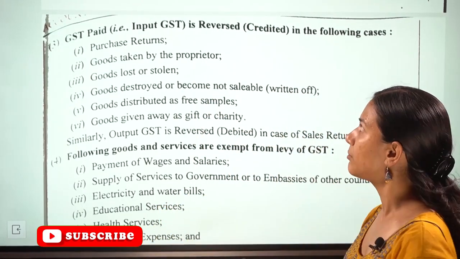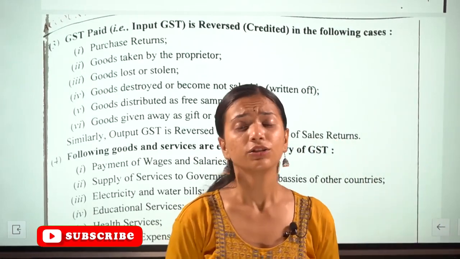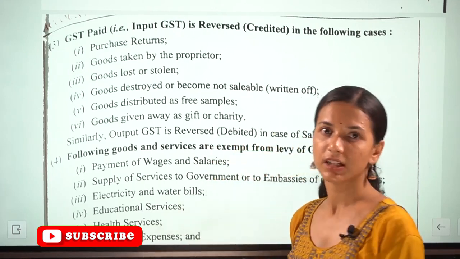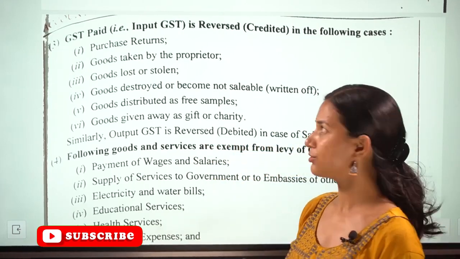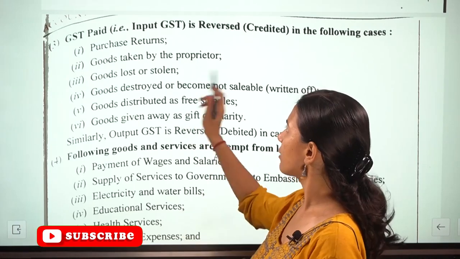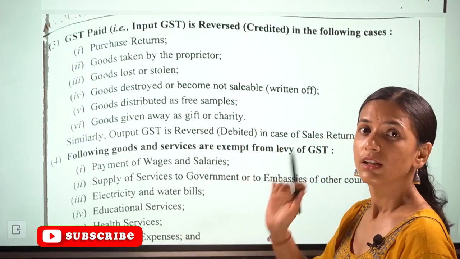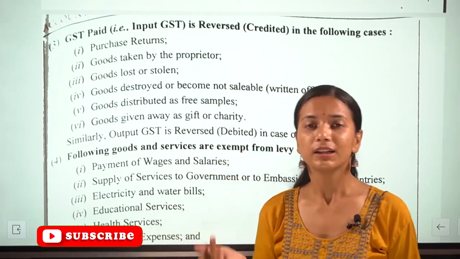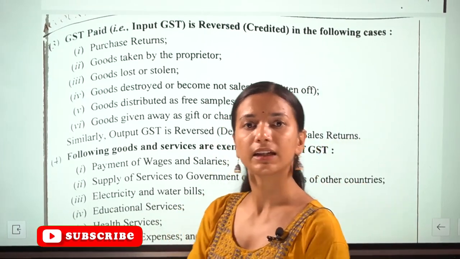Next is goods taken by the proprietor. If the owner is taking the goods from the business, at that time the GST will get back to the business. Next we have goods lost or stolen. That is a case of abnormal loss. That is an abnormal loss, that is why the input GST will be credited again.